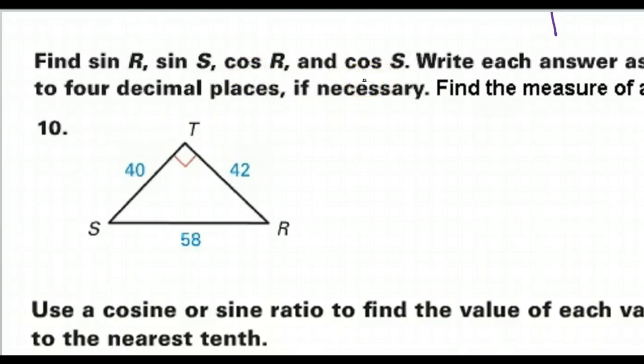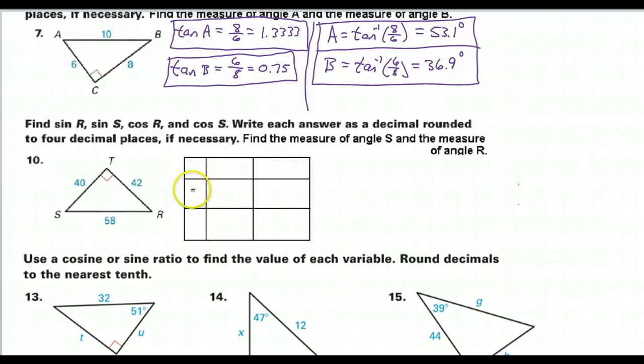All right, so let's get organized. This row will be for angle S. This row will be for angle R. This column will be for sine, and this column will be for cosine. So the sine of angle S. Sine would be opposite over hypotenuse, so 42/58.